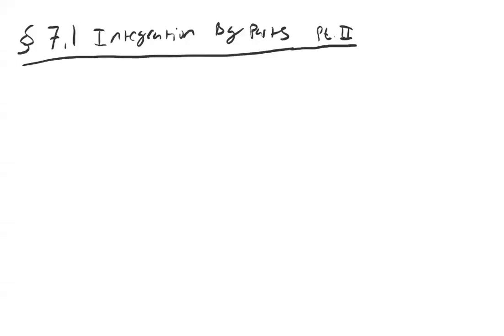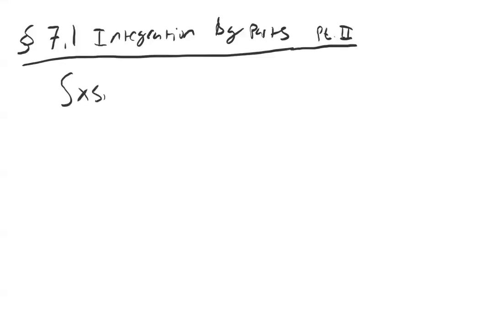Okay, so this is part two to section 7.1. We're still talking about integration by parts. So we have a brand new method of solving these integrals that's not u substitution and it's not just finding an antiderivative. So I wanted to look at the last example we did.